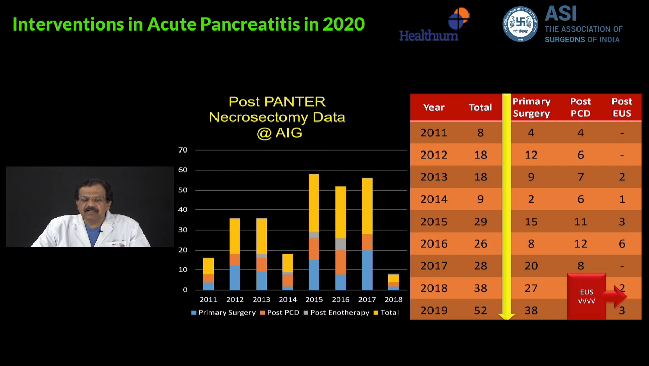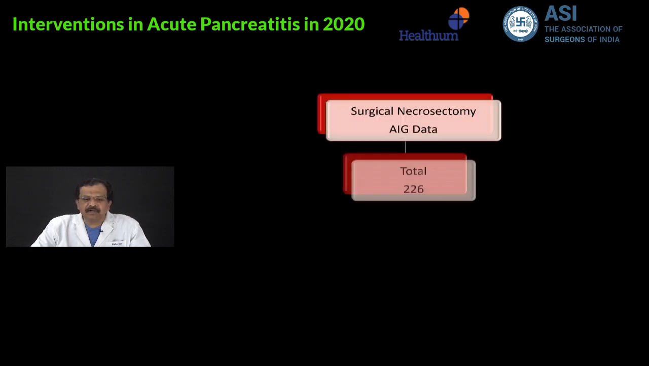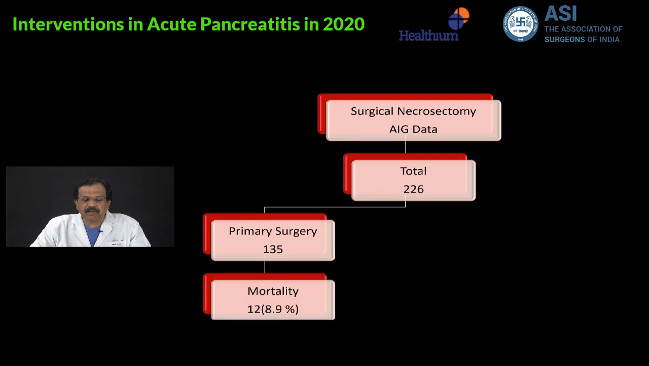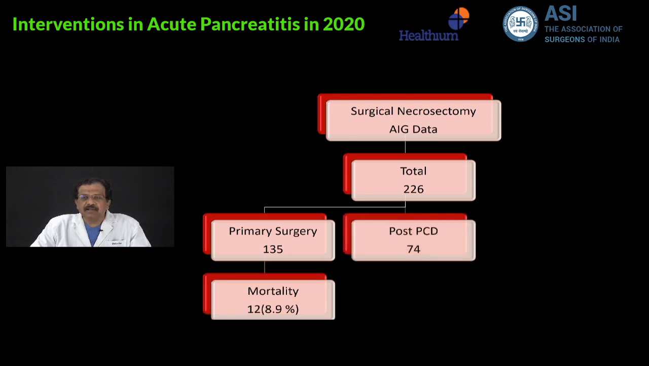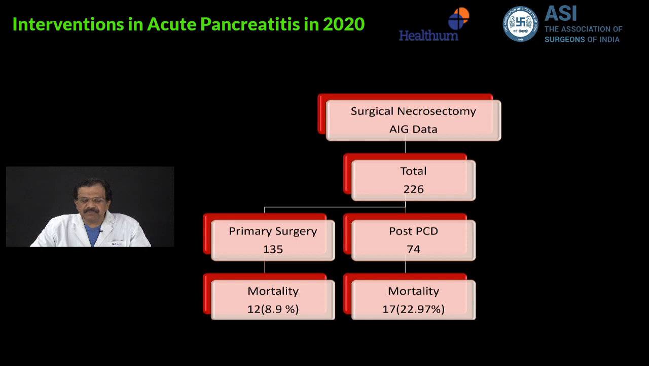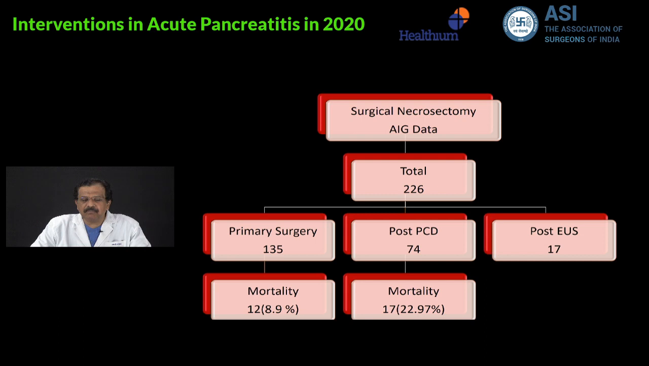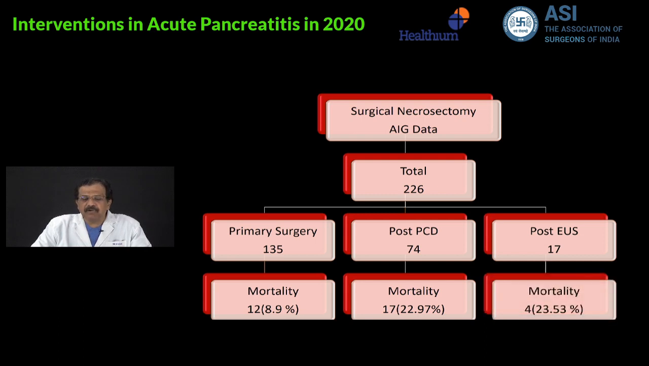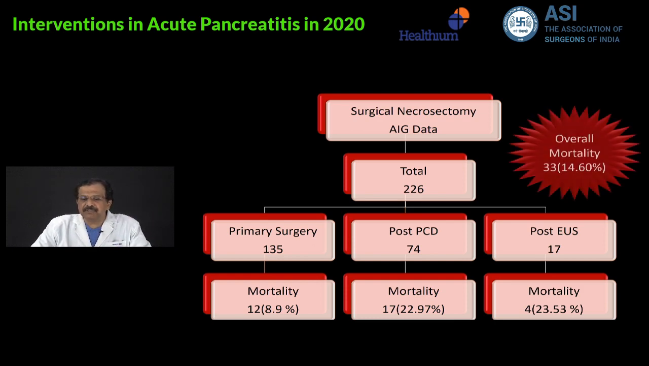You can see that with increasing evidence, there is an increasing number of patients going for primary surgery compared to what was done earlier. And in our own data, for patients going for primary surgery, the mortality is very much less compared to patients who come following post-PCD. The mortality is higher basically because of the septic complications and the nutritional complications, and post-EUS the mortality seems to be very high basically because of the infectious complications and the nutritional complications that develop because of the delayed surgical intervention in these patients. And the overall mortality is about 14% in all these series.